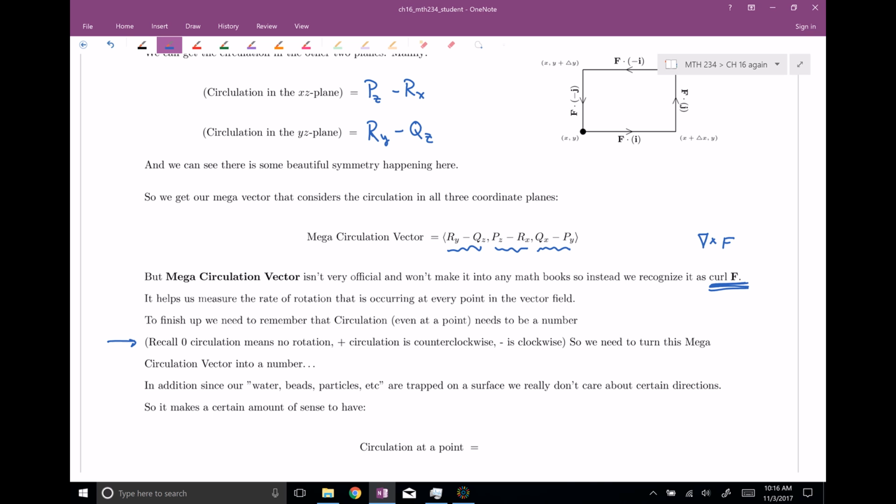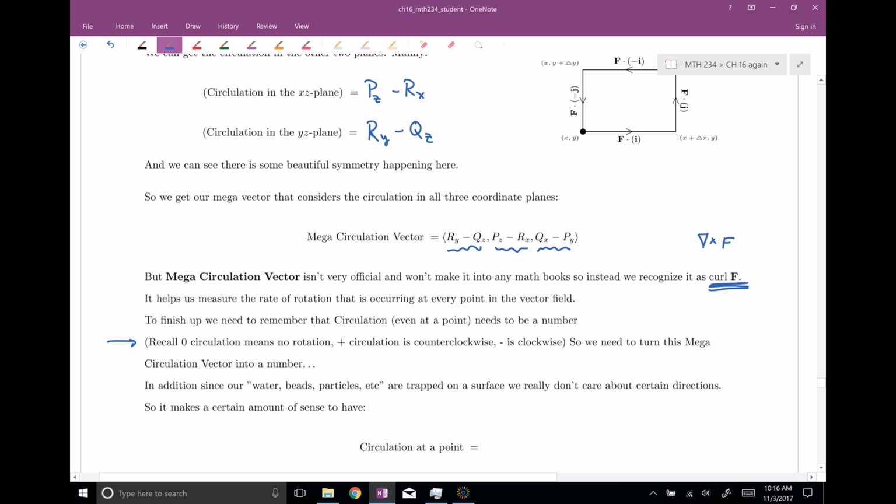And we want a number at the end of the day to say, overall, is there more circulation happening in the positive direction, aka the counterclockwise direction, or is there more circulation happening in the negative direction? So I want to add up all of the circulation over the entire surface. That means I need to add up numbers. It doesn't really make sense to add up vectors in this case. And so I need to turn this mega circulation vector into a number.